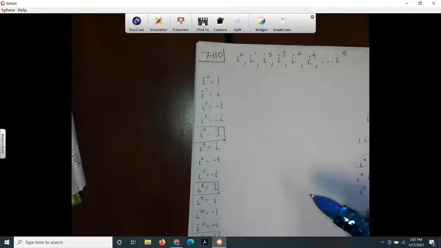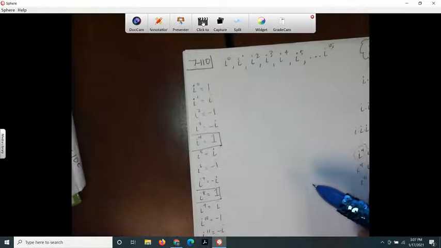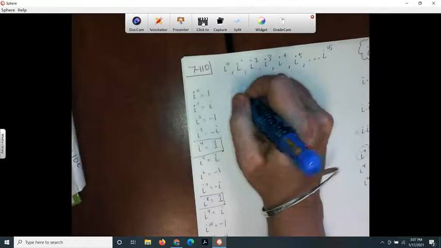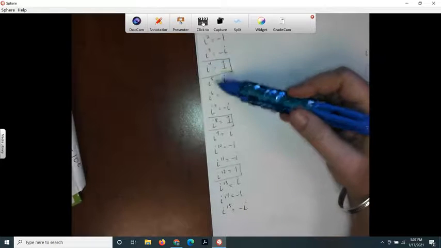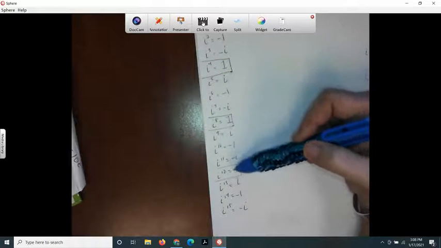So i to the 16th, well, we just said that every time the exponent is a multiple of 4 in our list, we just get a bunch of i to the 4th. i to the 4th is 1, so i to the 16th is going to be 1. I don't even have to do any calculations. I already know, because that's a multiple of 4. And then I have to do i to the 20th.